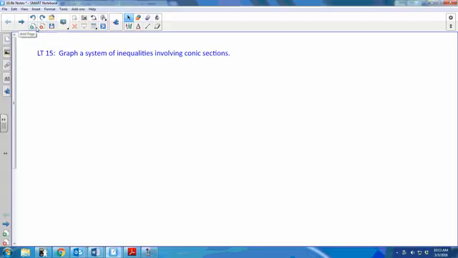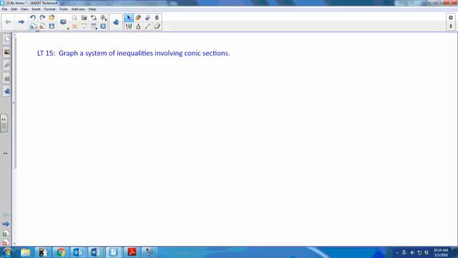Learning target 15 is graphing systems of inequalities of conic sections. So in order to do that, you have to be able to graph all 4 types. So all that stuff you've forgotten, you have to remember it again, because you have to be able to graph them all. Okay? So we're going to go through quickly all 4 types of conic sections.